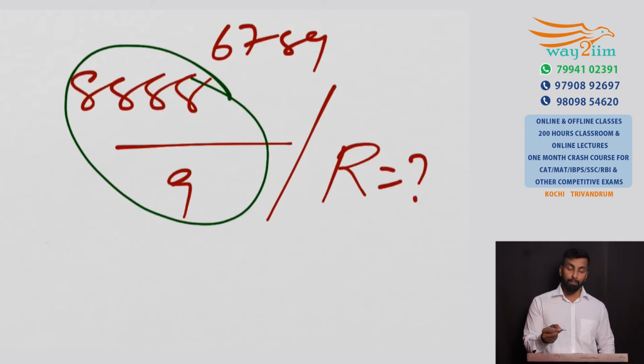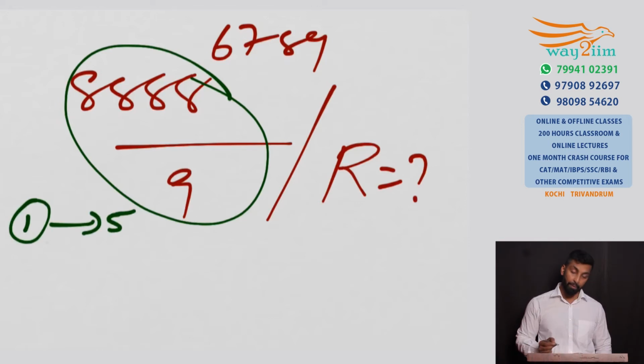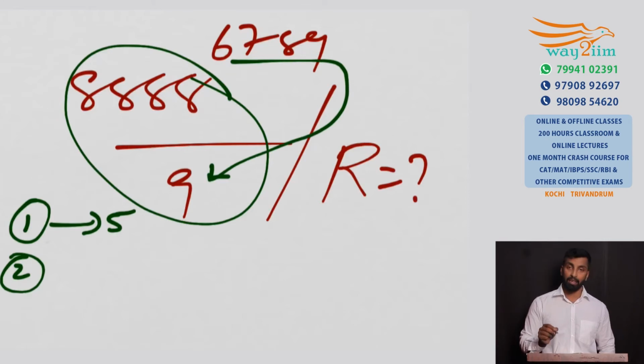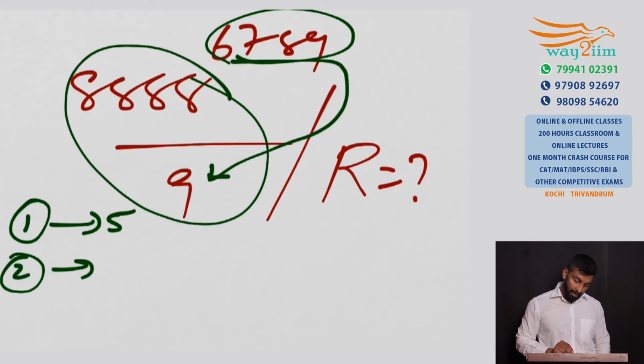So 8888 to the power 6789 divided by 9 is what I need to do. So I know this is nothing but the sum of digits. If I perform the first step, I get it as 5. Second step, I need to divide the power by the Euler's number of the denominator. We got the Euler's number of the denominator as 6. So you divide 6789 by 6, apply the divisibility rule of 6, and you get the remainder as 3.